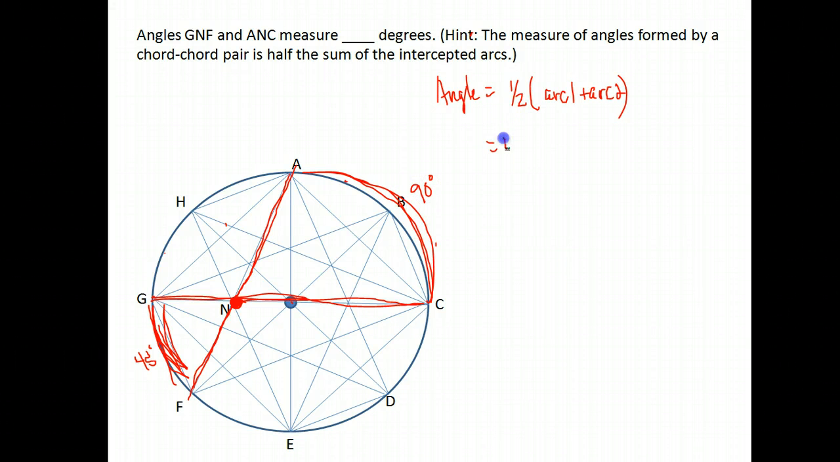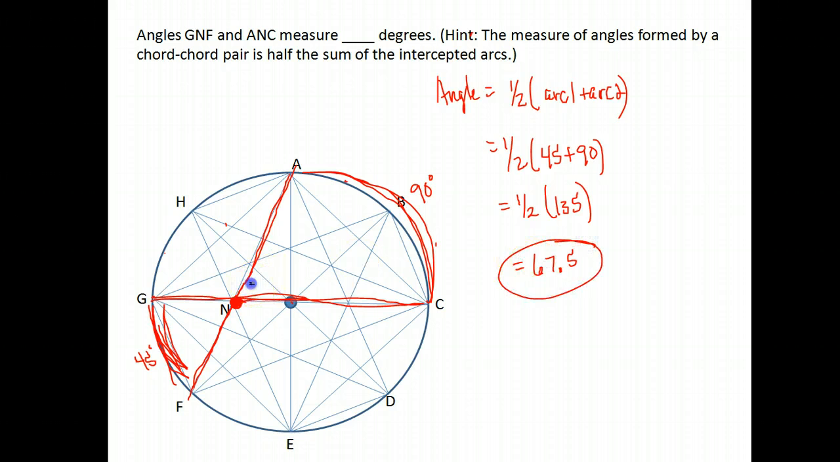So my angle is going to be half of 45 plus 90. Add my 2 arcs. Okay, that gives me 135, so I'm doing half of 135, which gives me 67.5. And they would each be 67.5, because notice they're a pair of vertical angles, so they would be congruent.